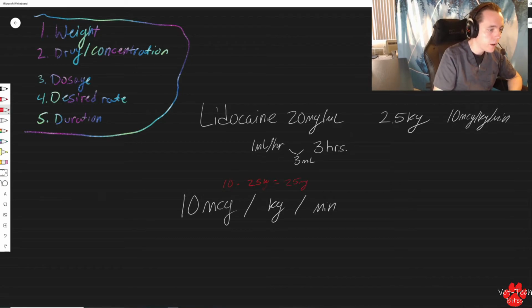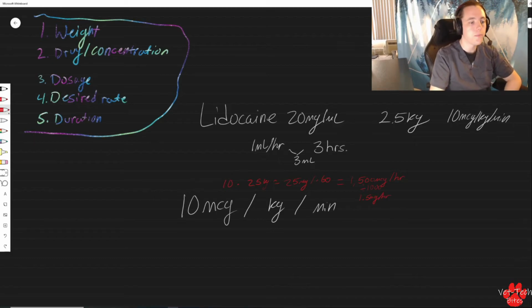10 micrograms times 2.5 kilograms equals 25 micrograms per minute. So we need to multiply by 60 minutes to get per hour. So 25 times 60 equals 1,500 micrograms per hour. We need to get that into mgs per hour, so we're going to divide by 1,000, and we are going to get 1.5 milligrams per hour, right?